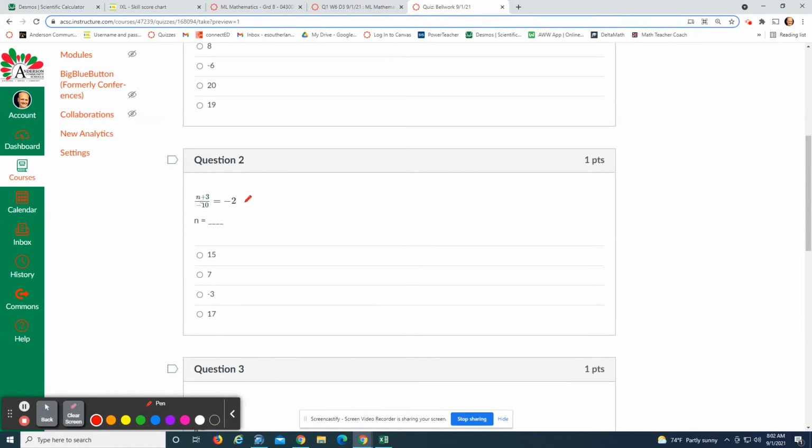So, keeping that in mind, which one do I want to get rid of? I've got n plus 3 over negative 10 is equal to negative 2. Do I want to get rid of the 3 or the negative 10 first? The negative 10, and I'm going to do it through multiplication. I'm going to multiply both sides by negative 10. These cancel. N plus 3 drops down. And it's equal to negative 2 times negative 10 is positive 20.